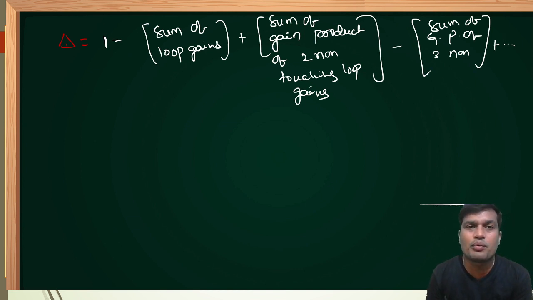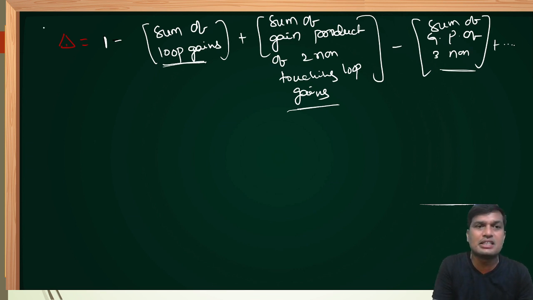Whenever input and output nodes are changed in a signal flow graph, the number of loops remains the same. That means the sum of loop gains is the same, the sum of gain products of two non-touching loops is the same, and the sum of gain products of three non-touching loops is the same, which means delta depends completely on loops. Whenever loops remain the same, even though input and output nodes change, delta also remains the same.